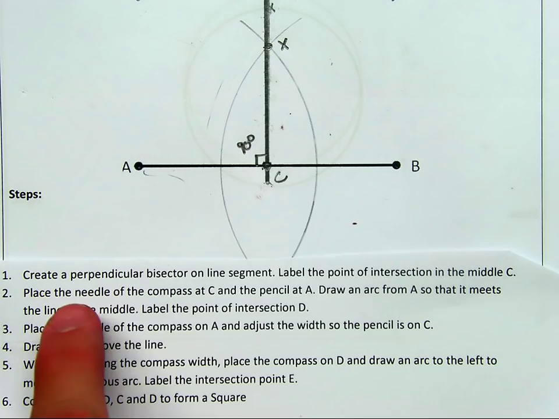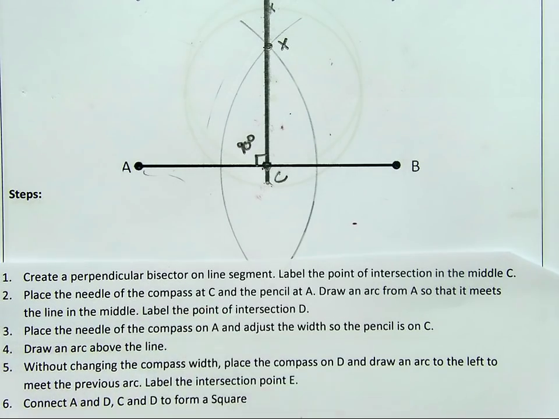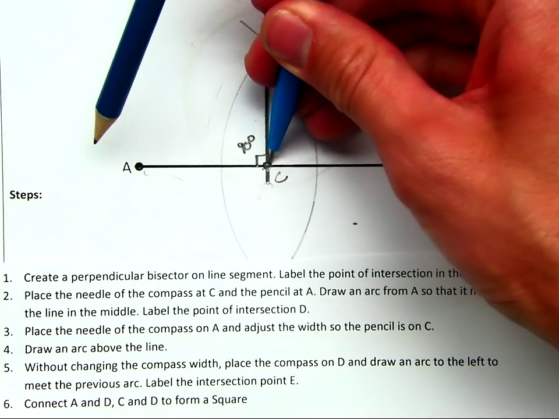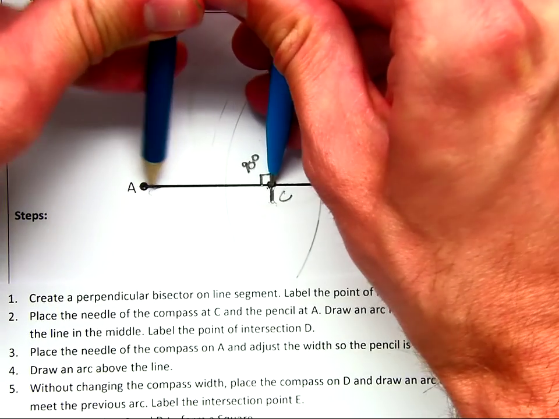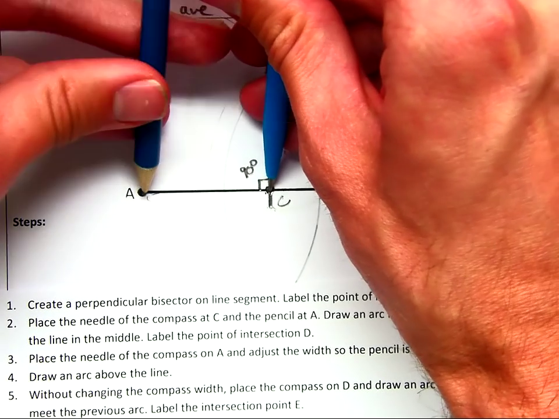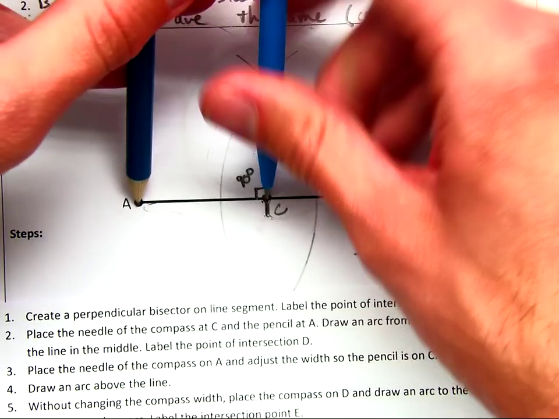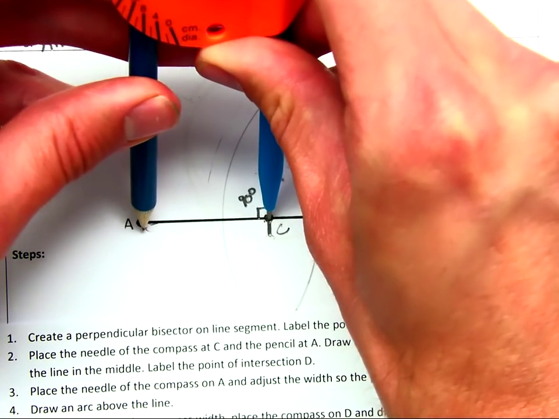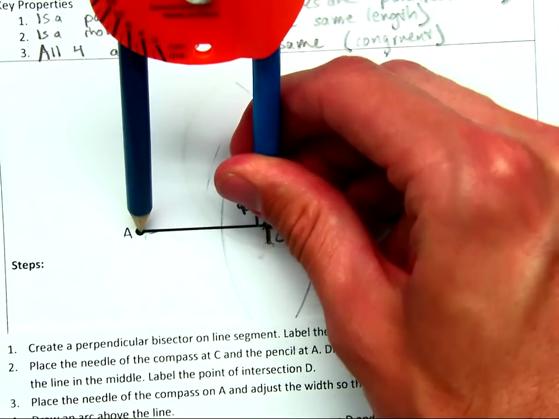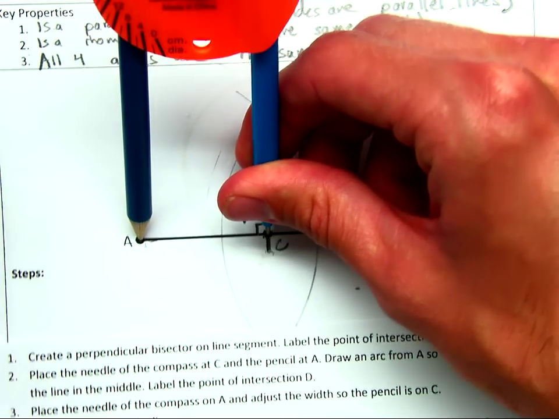Step 2. Place the needle of the compass at C and the pencil at A. Needle at C, pencil at A. And what you do, once you get it nice, make sure you take your time, don't force it. Draw an arc from A so it meets the line in the middle.